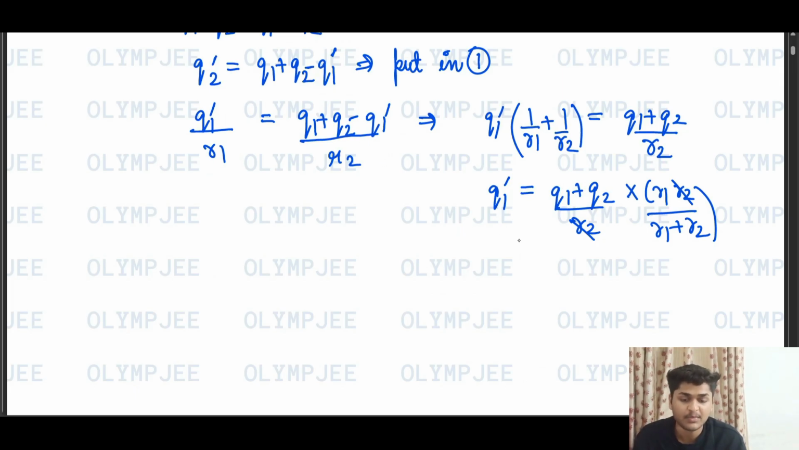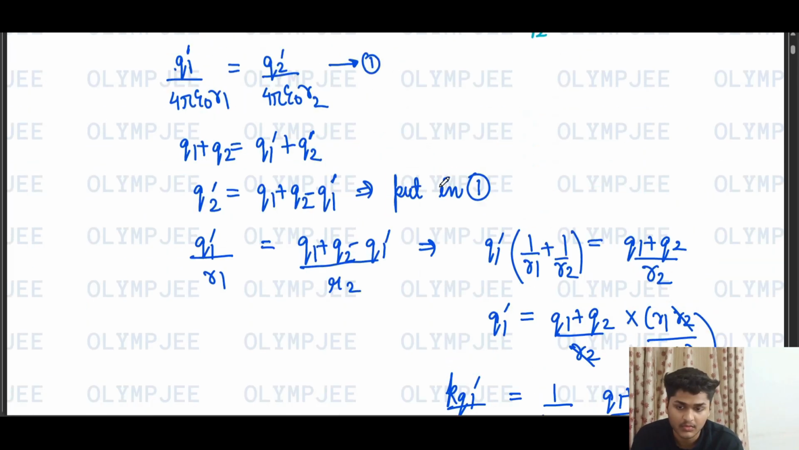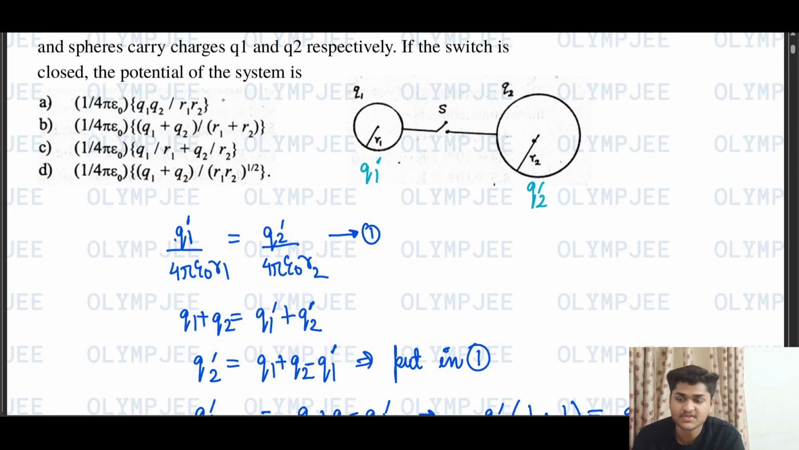So now we need to find the potential of the system, which will be given by kq1 by r1, right? So 1 by 4 pi epsilon naught r1, I am cancelling, so (q1 plus q2) by (r1 plus r2). So this is given by option B.